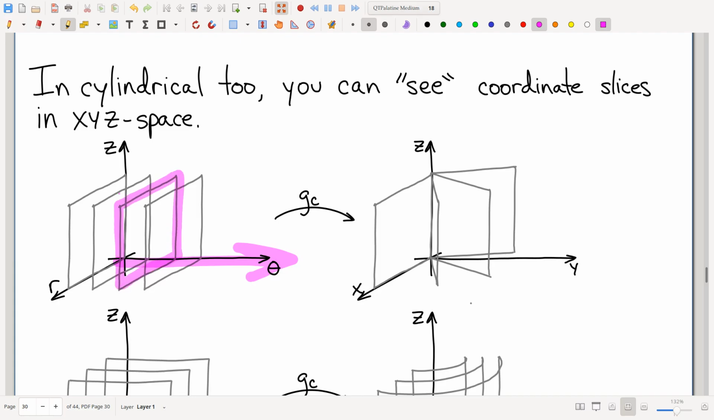There is a theta slice representing a constant value of theta. What does that look like in XYZ space? Well, here's a constant value of theta in XYZ space. So this is what theta slices look like when you're using cylindrical coordinates. They're just half planes, since r has to be positive, right? Half planes hinged on the z-axis. So that's all you've got to remember.